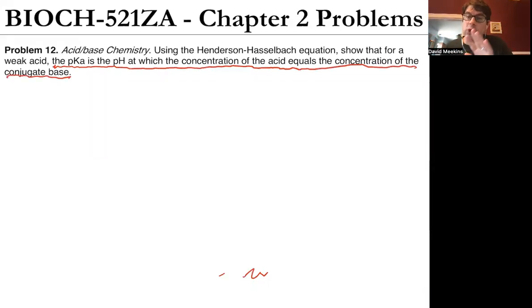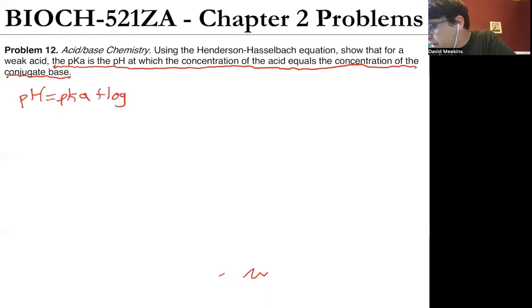So if you can understand this about the pKa, that's really, really important. The pKa is the pH at which the conjugate base equals the acid. The concentrations of those are the same. So how can we use the Henderson-Hasselbalch equation to determine this? There are actually two different ways. With the Henderson-Hasselbalch equation, pH equals pKa plus log base 10 of the conjugate base over the acid.